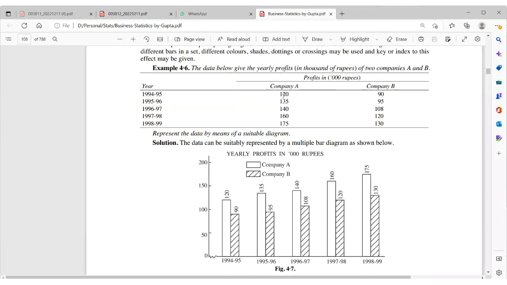Now, for the first one, company A, 120, we make a bar diagram of 120, right? In a similar way, company B has 90, so we make a 90 here, joining this. So this cross line shows company B, and this shows company A. We already marked here this is company A, company B. In a similar way, for 95 to 96, 135, we make a bar diagram, and joining this, 95, and so on. Right? So this is a multiple bar diagram.